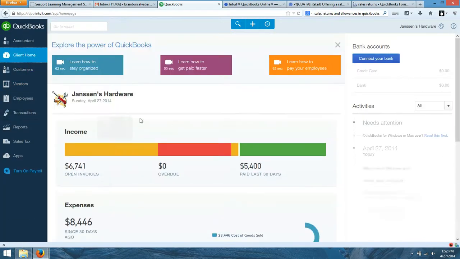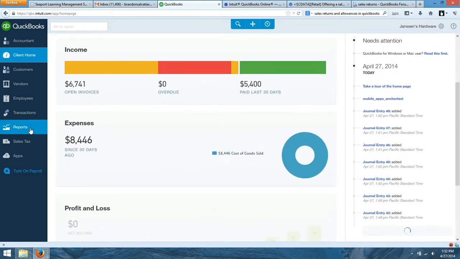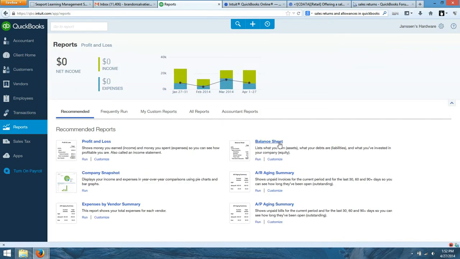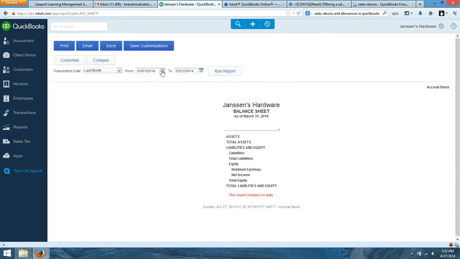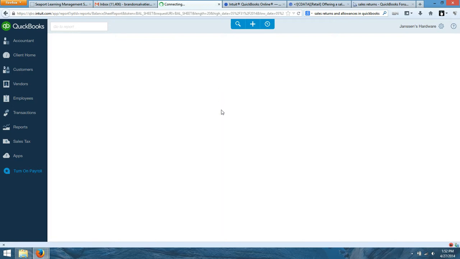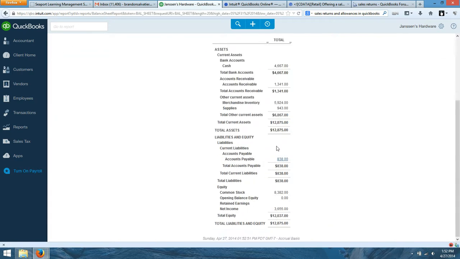Client home. And you can see here what we're looking like here. We want to run some reports. Our balance sheet. It's not going to look all that great because of the dates. So we'll change the dates to reflect the entries we just made first. And this one right here will be May 31st. And we're going to run report. And it's beautiful. Look at that.